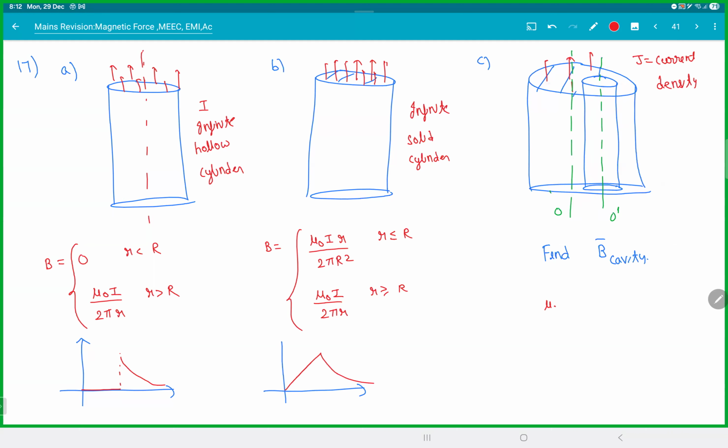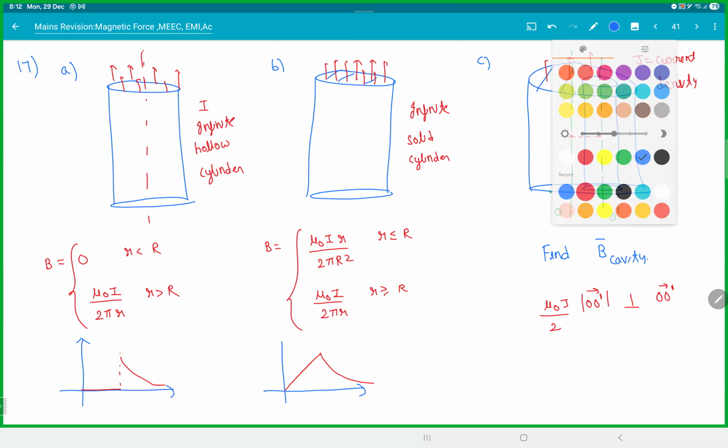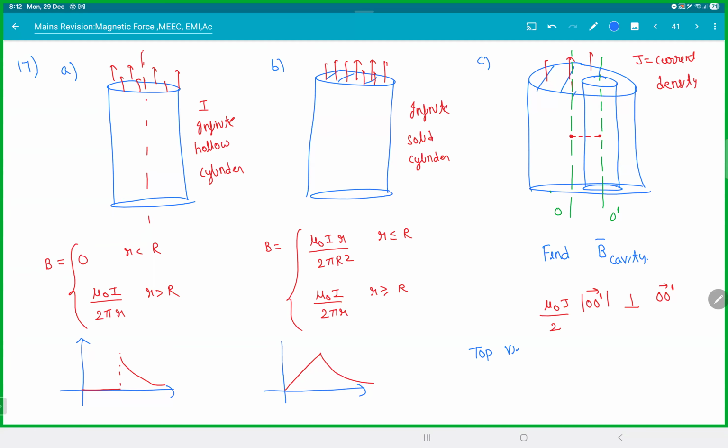The cavity formula is mu naught J by 2 times the magnitude OO dash, perpendicular to OO dash. So it depends on the distance between the two axes, OO dash, but the field will not be in that direction. It will be perpendicular to that. Meaning, if I see the top view, do you guys remember the solid sphere result in electrostatics? In electrostatics, do you remember the solid sphere field result? When I asked you that, you should know within 5 seconds. If you take more time, you don't remember. Rho by 3 epsilon times OO dash bar. Remember it? Standard result, don't forget that.